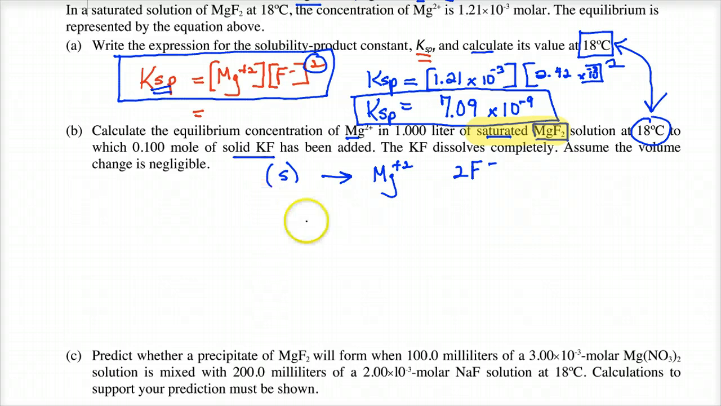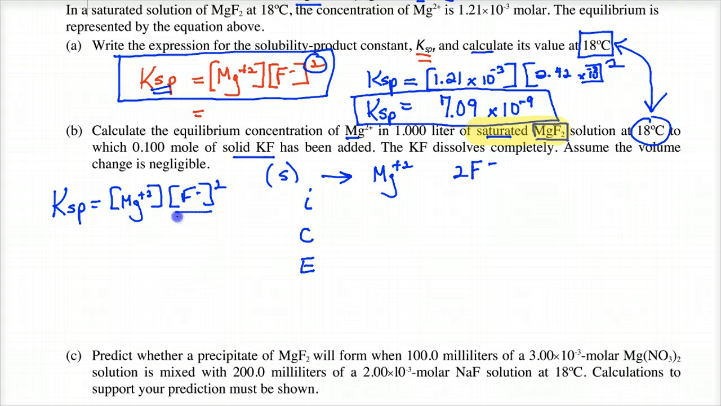So when I build my ice table, this is the initial, this is the change, and this is at equilibrium. We want to solve for what this concentration will be at equilibrium. Okay, we know what the Ksp value is. And I know that Ksp, as we have above, is equal to the concentration of Mg²⁺, which we're trying to solve, so that'll be our unknown, times the fluoride ion squared. We already know the Ksp, and we're going to solve for that value somehow. So how do we do this?